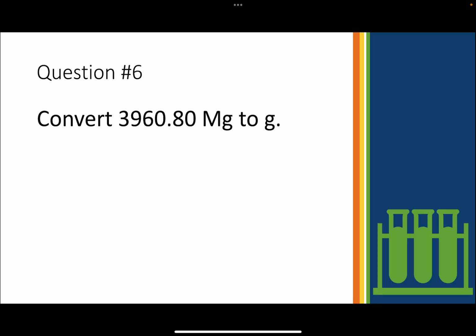To go megagrams to grams, we have 6 places to the right. So we're going to go 1, 2, 3, 4, 5, 6. Put your decimal place, add in your zeros. So we have 3,960.80 megagrams is equivalent to 39608 with 5 zeros grams.